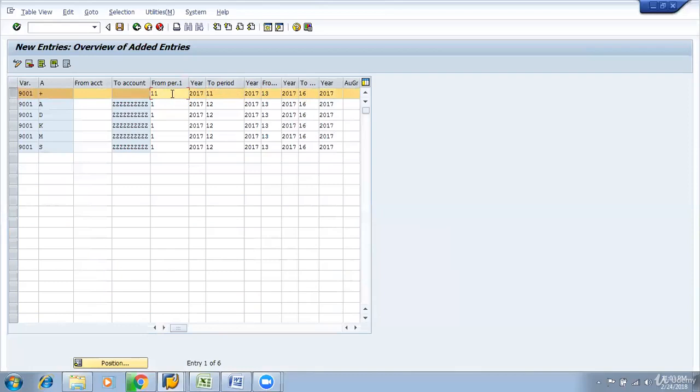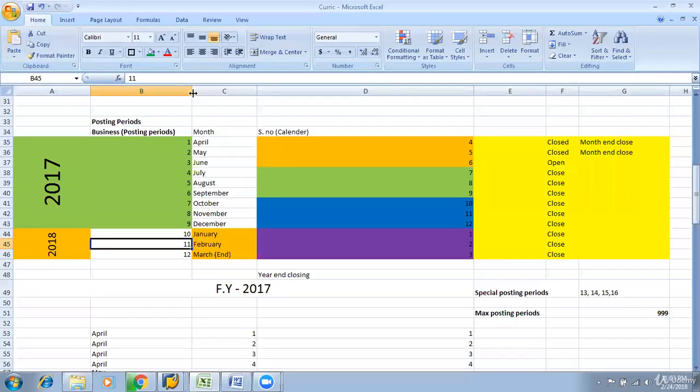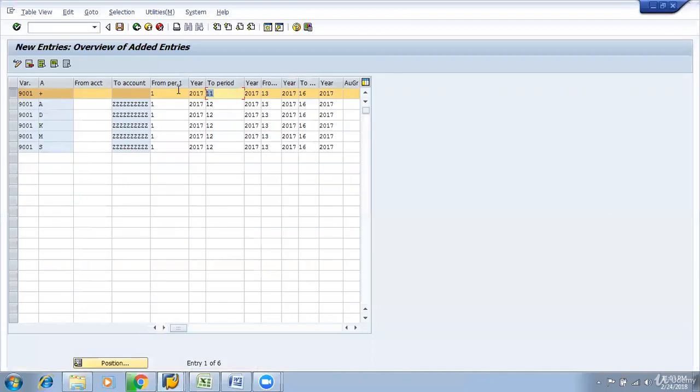Just imagine if I remove one here. That means the first period till the 11th period are open, that means the first period till 11th, February, are open. If you wish to open all the posting periods right from April to March, what would you use? You would use 1 to 12. Correct. First period of 2017, 12th period of 2017. Now, let me guess what your doubt is.